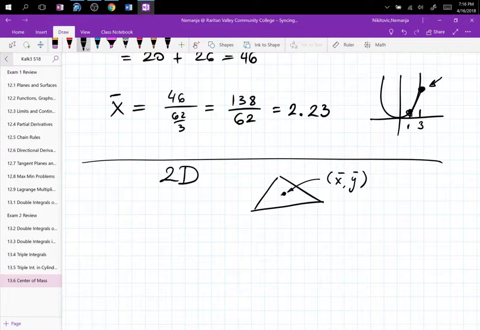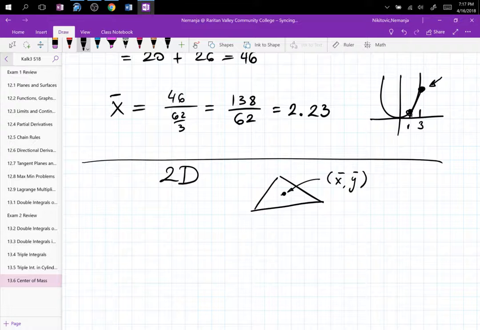What are we looking for? Again, we are looking for the mass of the object, which will now have a two-dimensional density function as the input. And then we are going to find the moments on the x-axis and moments on the y-axis, which, once we divide each one of those by mass, will provide us with a location for the perfect balance.